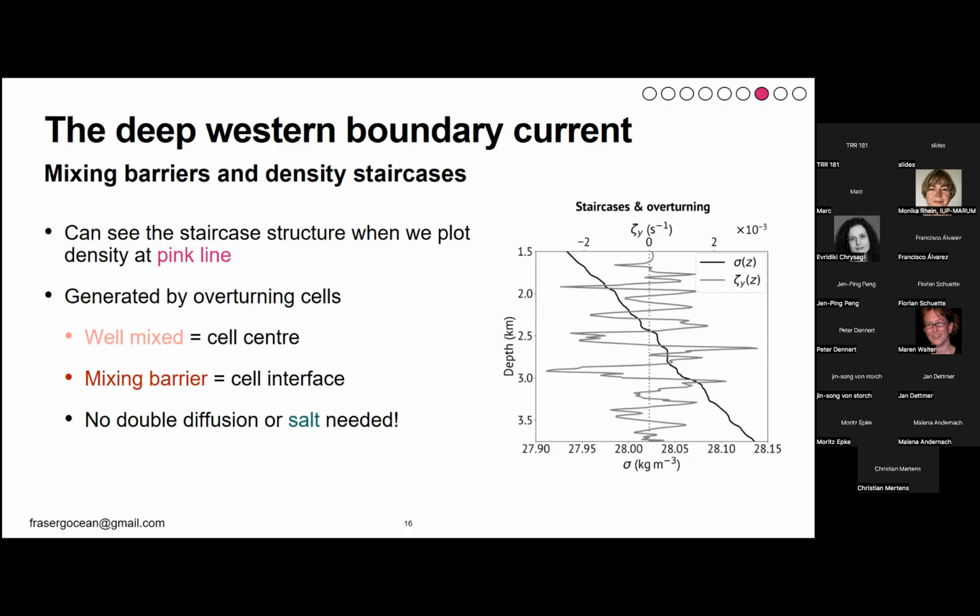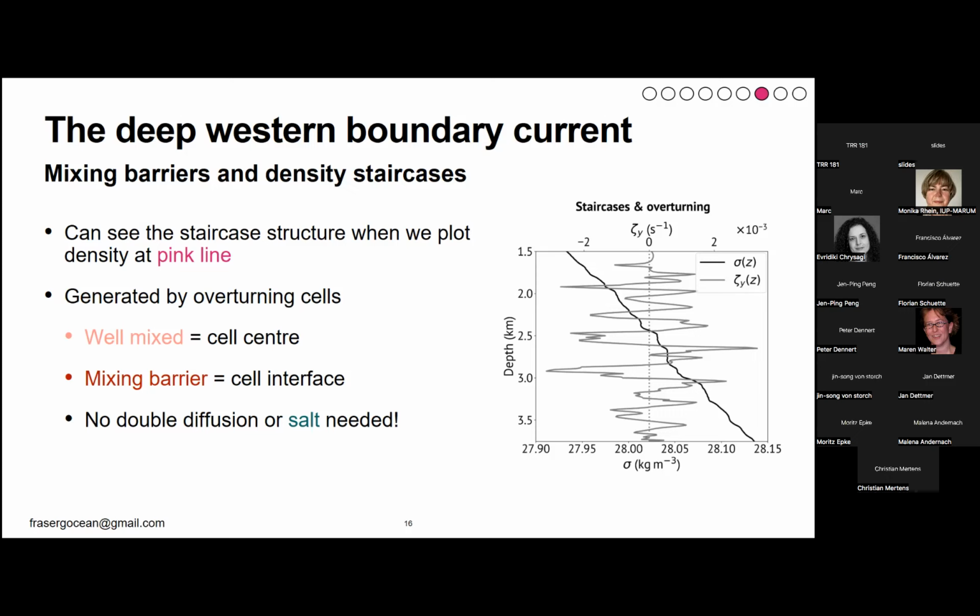And in the overturning stream function, we've got these stacked overturning cells, and we can see that these well-mixed regions correspond to the overturning maxima, so the centers of these overturning cells. And the mixing barriers correspond to these zeros in the overturning, so these cell interfaces. So that leads us to suspect that these overturning cells are really driving the production of these mixing barriers and these well-mixed regions.